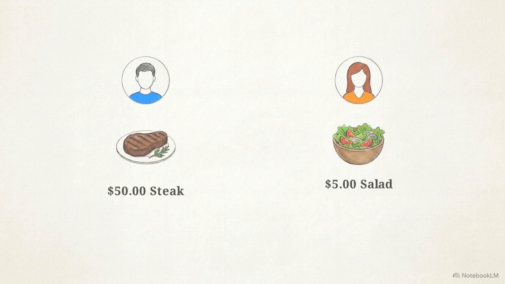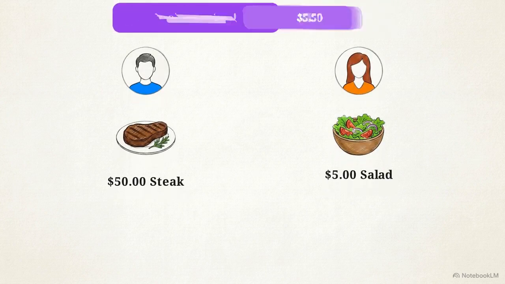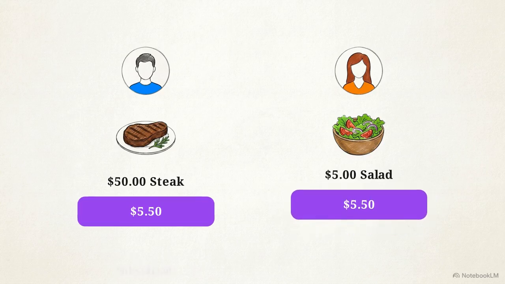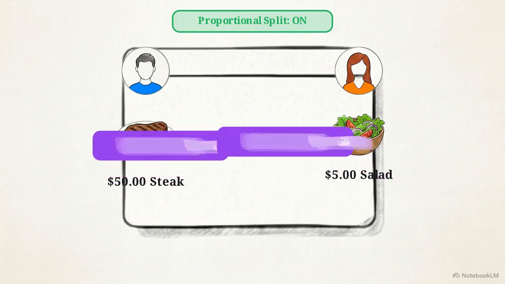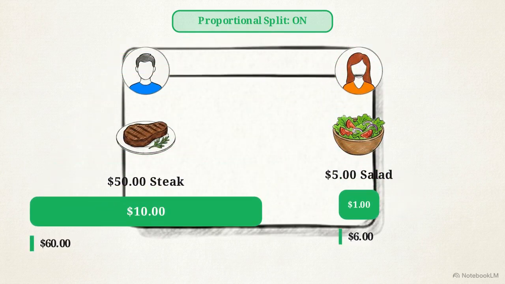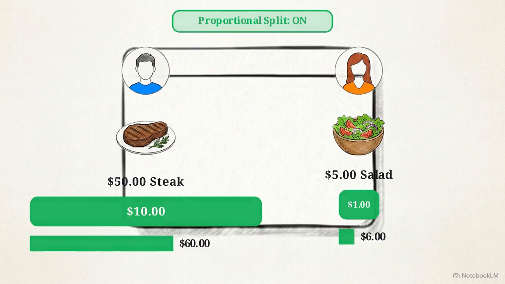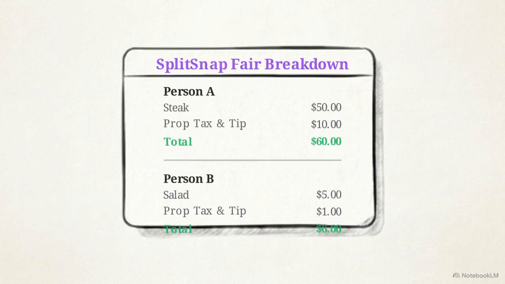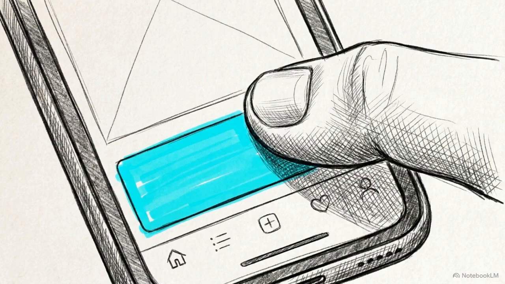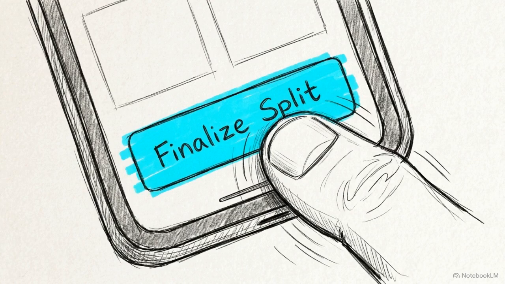These 2 charts illustrate the difference between a flat split and a proportional split. An even split massively penalizes the person who only ordered a $5 side salad, while subsidizing the person who ordered a $50 steak. Selecting proportional inside the app scales the tax and tip based on each person's individual subtotal. The person who ordered the steak pays their exact percentage of the tip, and the person who ordered the salad pays theirs. Once the math is set to your preference, tap the Finalized button to generate the summary card.